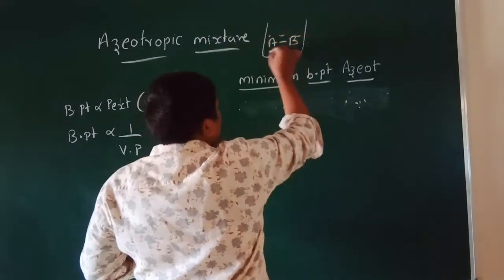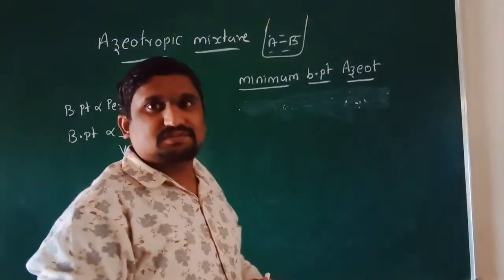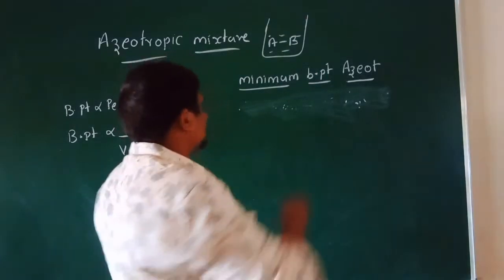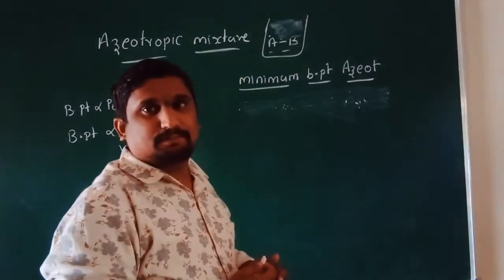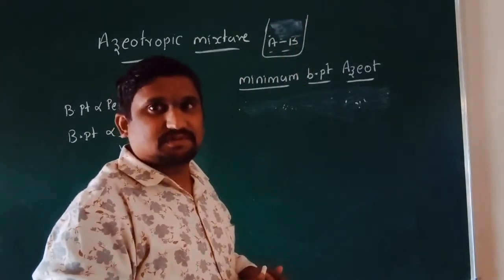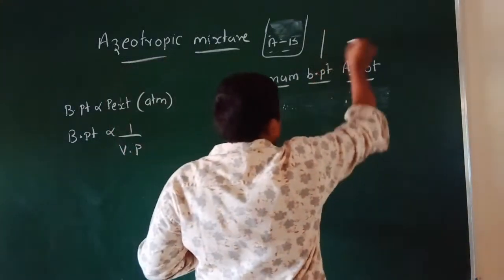AB interactions are weaker, which means A is easily converted to vapor state and B is also easily converted into vapor state. Hence we are getting very high vapor pressure. That is called positive deviation.